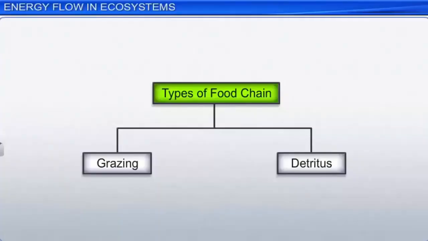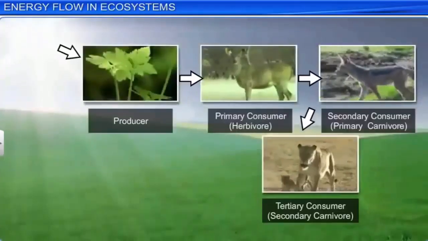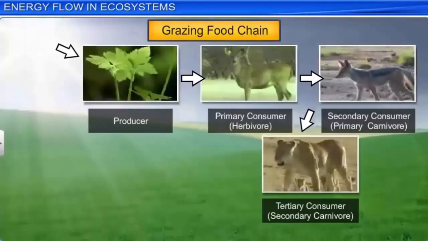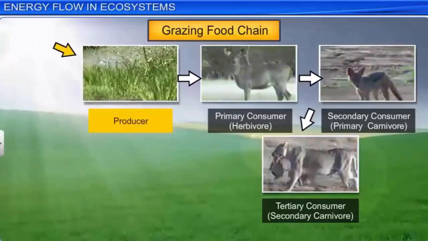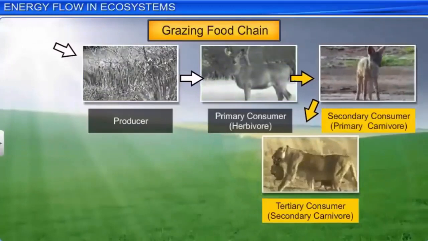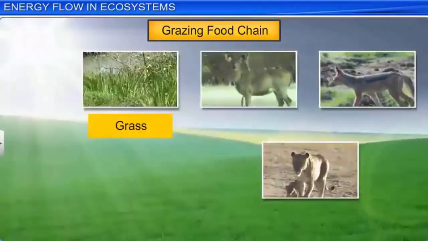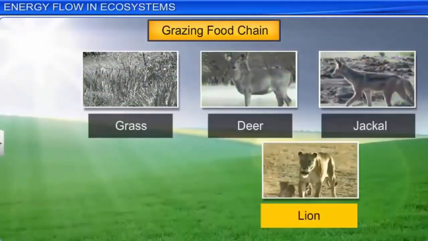Now, in nature, there are two types of food chains: grazing food chain or GFC and detritus food chain or DFC. Most ecosystems in nature follow the GFC. In a GFC, the energy flows from producers to grazing herbivores and finally to carnivores. Here we can see that the grass, deer, jackal and lion form a simple GFC.